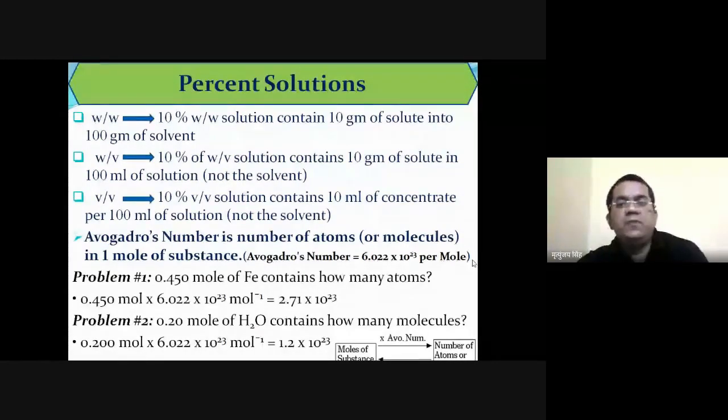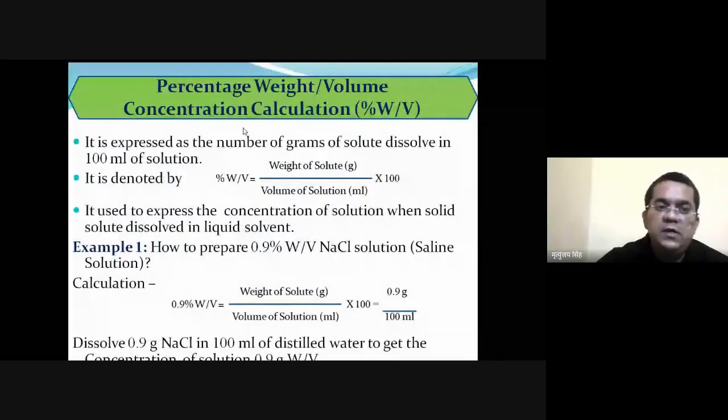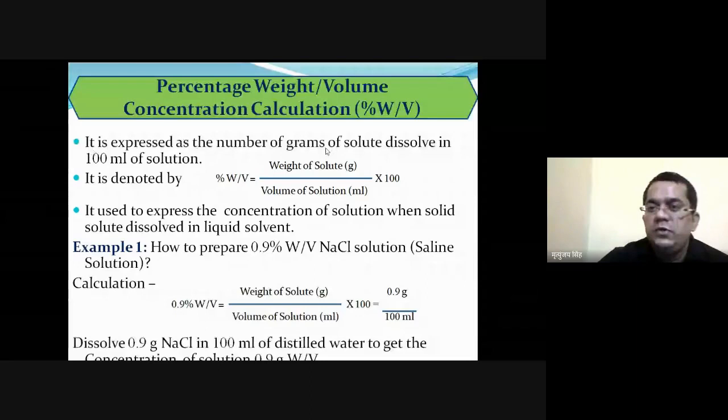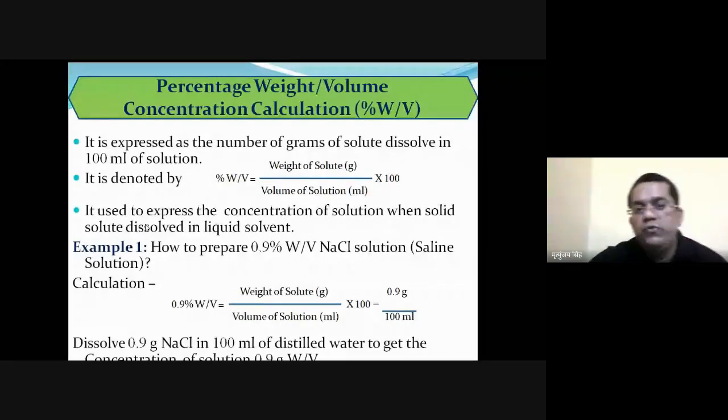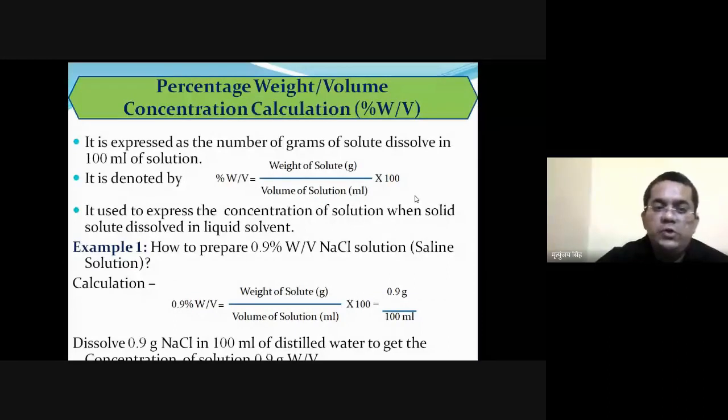Percent weight by volume concentration calculation. It is expressed as the number of grams of solute dissolved in 100 ml of solution. It is denoted by percent weight by volume: weight of solute in gram divided by volume of solution in ml, multiplied by 100 because you are taking percent. It is used to express the concentration of solutions when a solid solute dissolves in a liquid solvent.